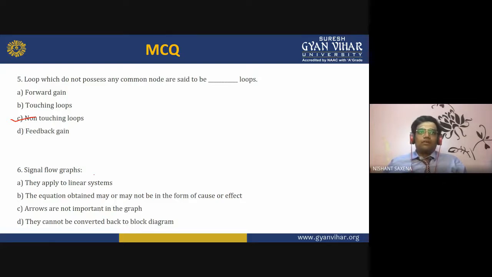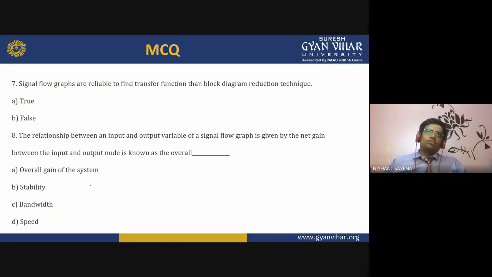Now the sixth question says that signal flow graphs apply to linear systems. The equations obtained may or may not be in the form of cause and effect. The arrows are not important in the graph. They cannot be converted back to a block diagram. Tell me. We will discuss this in the next class.